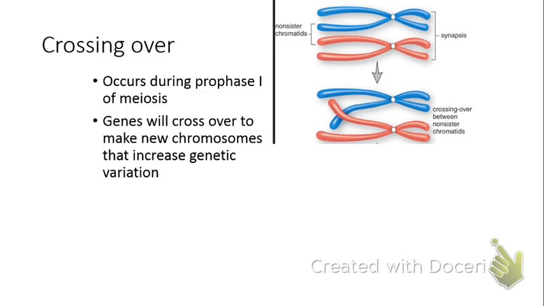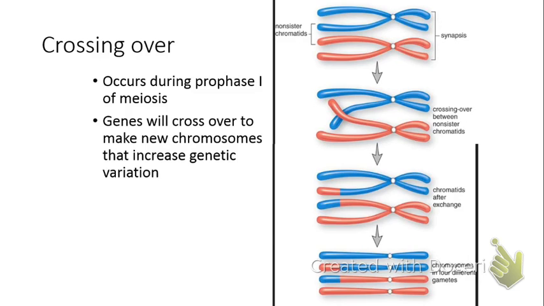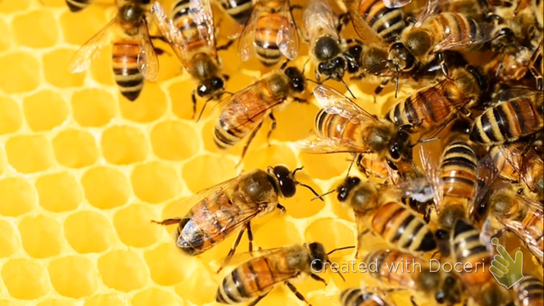So to review, crossing over occurs in prophase 1 of meiosis, when the homologous pairs first come together. And the genes will cross over to make new chromosomes that increase genetic variation. So the homologous pairs are going to exchange information to make 4 different chromosomes. I hope that wasn't too difficult. So I'm going to leave you with this.